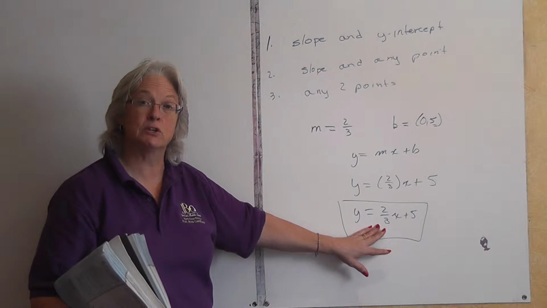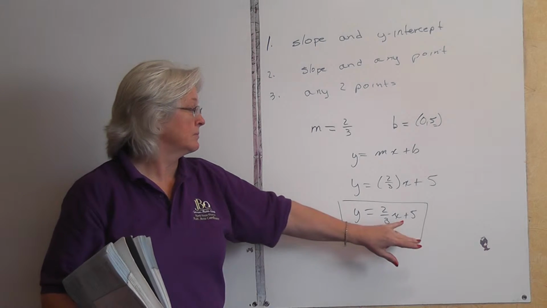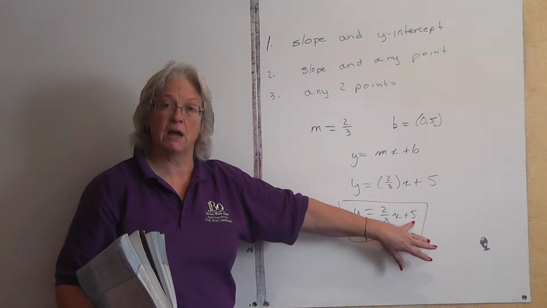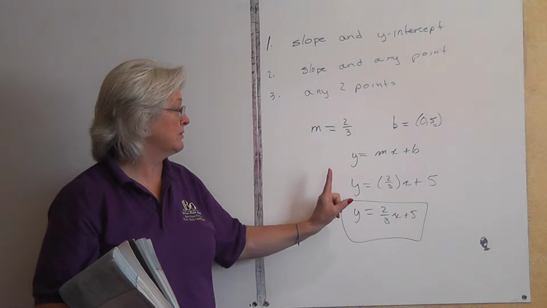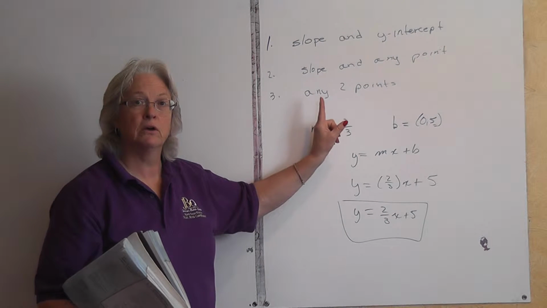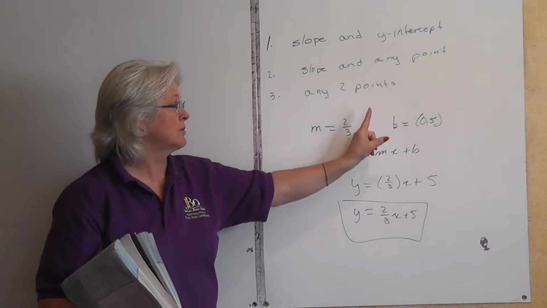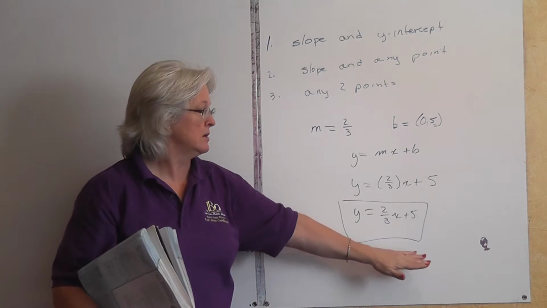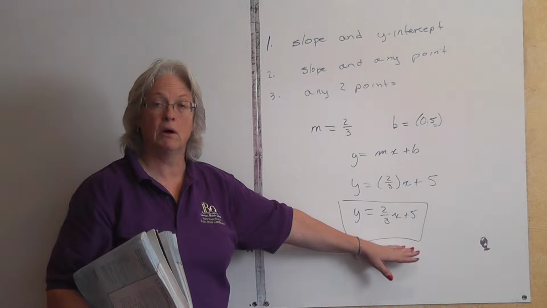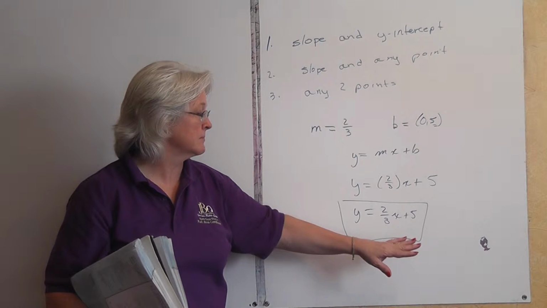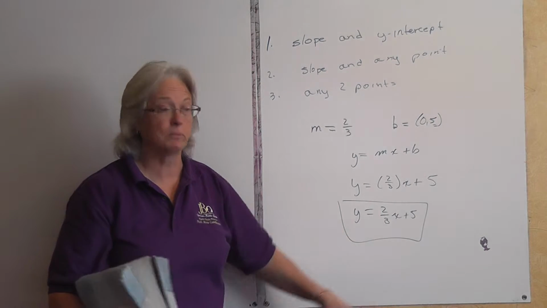This is the equation of a line that intersects the y-axis at the point 5 and has a positive slope where for every 2 units you go up, you move 3 units to the right. So you could very quickly graph this equation on a Cartesian coordinate system by using slope-intercept form.